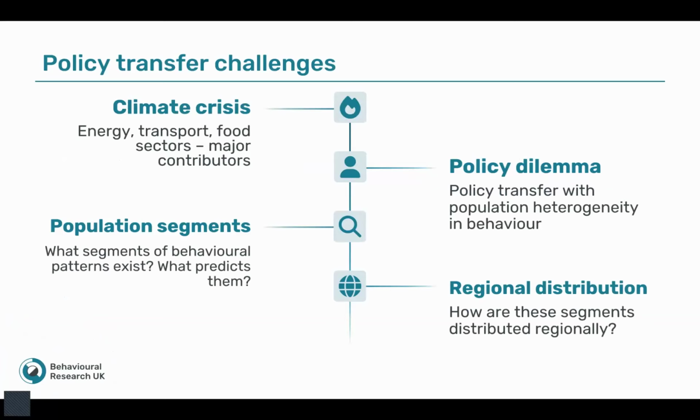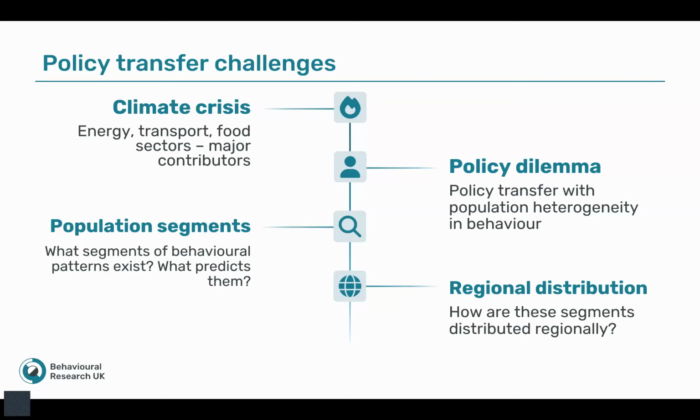So we are all facing an imminent climate crisis where energy, transport, and food sectors are the major contributors. To address this, countries often look across internationally to see what works in other countries and then try to apply the same lessons to their own regional or national context. But this could mean another challenge. Policies might not work well when transferred between the borders. And this might be attributed to population heterogeneity. That is, different groups often behave differently in their everyday life and respond differently to environmental policies. For example, carbon tax might have worked in some places, but it might have led to social unrest, such as the Yellow Vest protest in France.